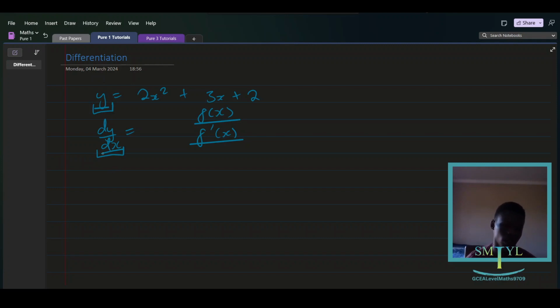Now we can go on to differentiate the first derivative as well, and we get what we call the second derivative. So for dy dx, that becomes d squared y dx squared. This is known as the second derivative. If you differentiate f prime of x, the second derivative is f double prime of x. That's the notation we use in differentiation.